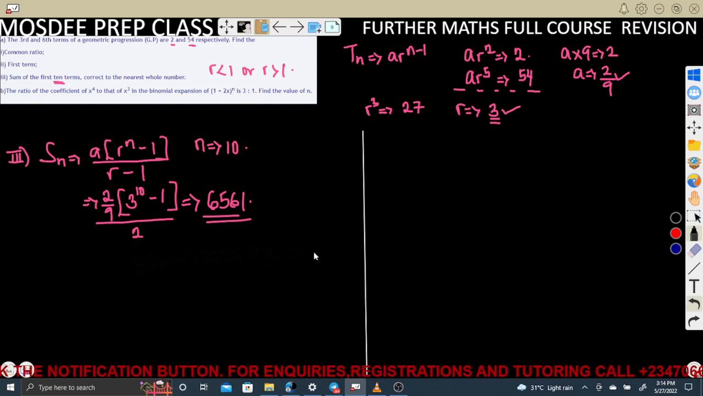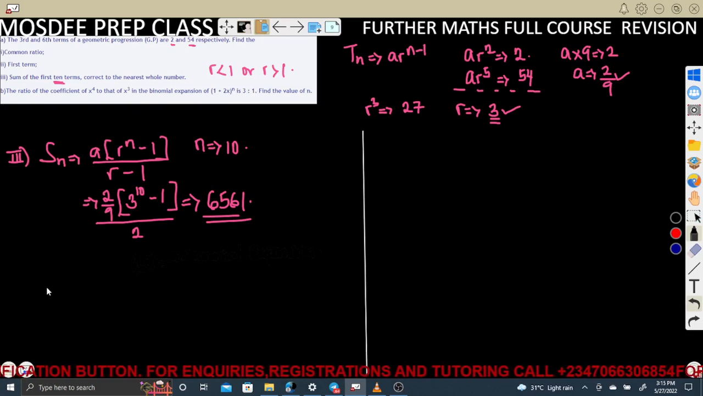Please, binomial expansion and some shortcuts that will help students to get coefficients directly without expanding and continuing to expand and wasting sheets of paper. That one should be taught by teachers as well. So in this question, we are to find the ratio of the coefficient. We are told that the ratio of the coefficient of x to the fourth power to that of x to the third power in the binomial expansion of (1 + 2x)^n is 3:1.